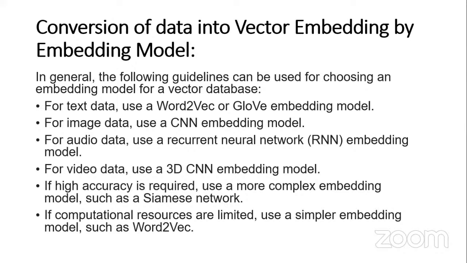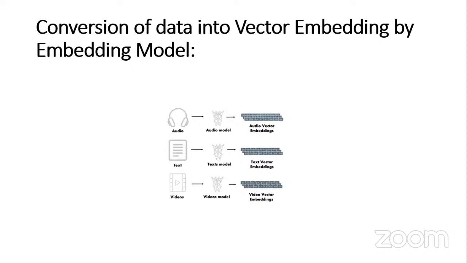So that's there. Then if computational resources are limited, use a simpler embedding model such as word2vec. Obviously, if your system does not have the capacity to take in these advanced AI models like RNN, CNN, and all that, or CME's network for that matter, then it's better to stick with a word2vec kind of embedding model.